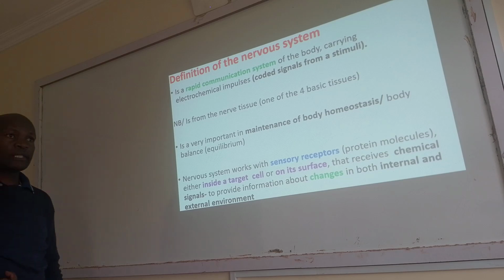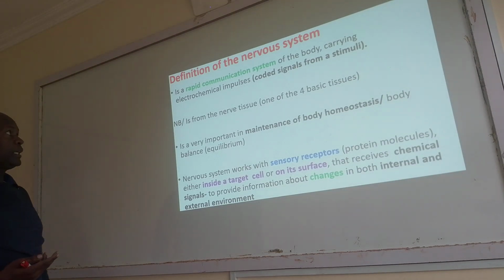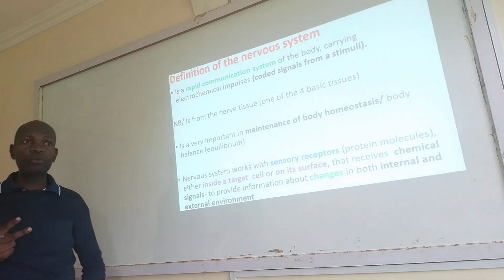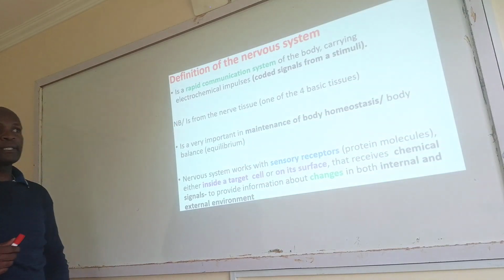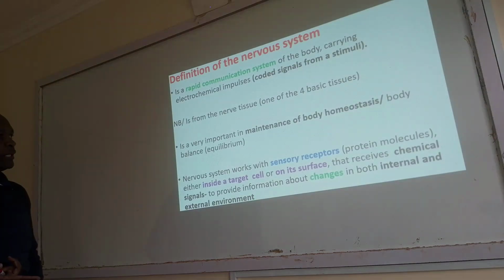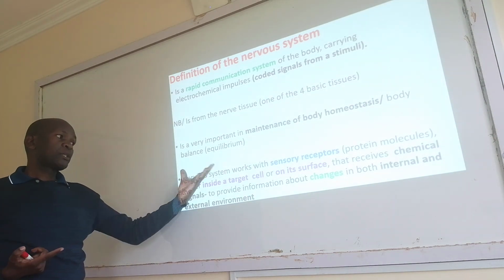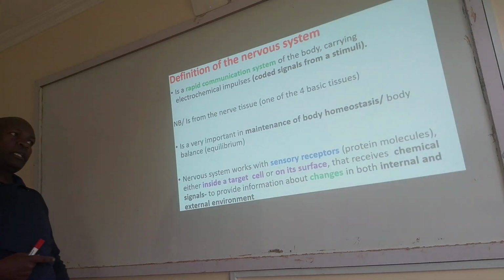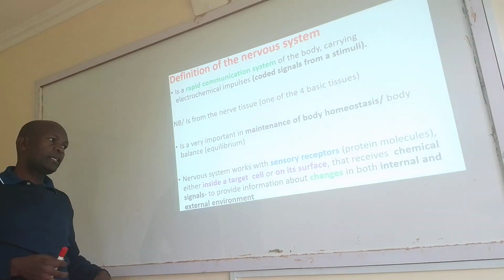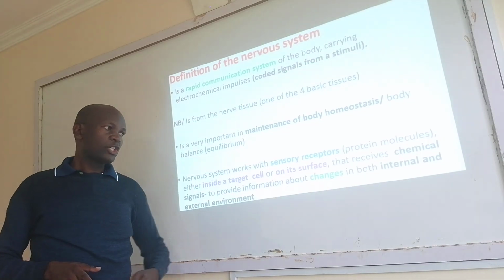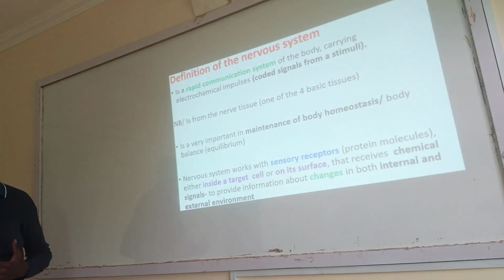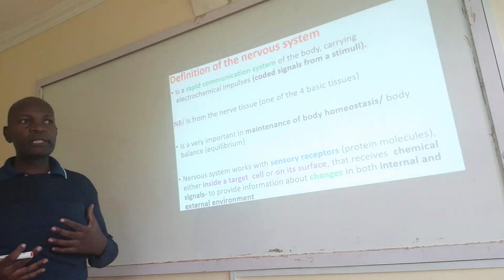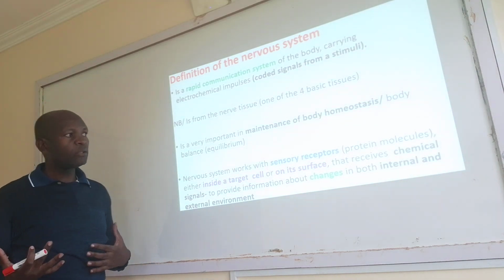So what is the nervous system? We are saying that it's a rapid communication system. You need to remember that in the body we have two communication systems: the nervous system and the endocrine system. The nervous system, being a rapid communication system, receives signals and provides information about changes in both the internal and external environment. So it is a communication system between the external and internal environment.